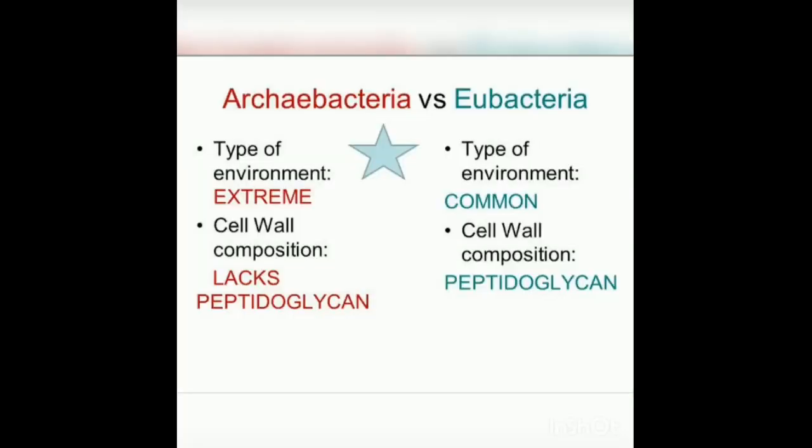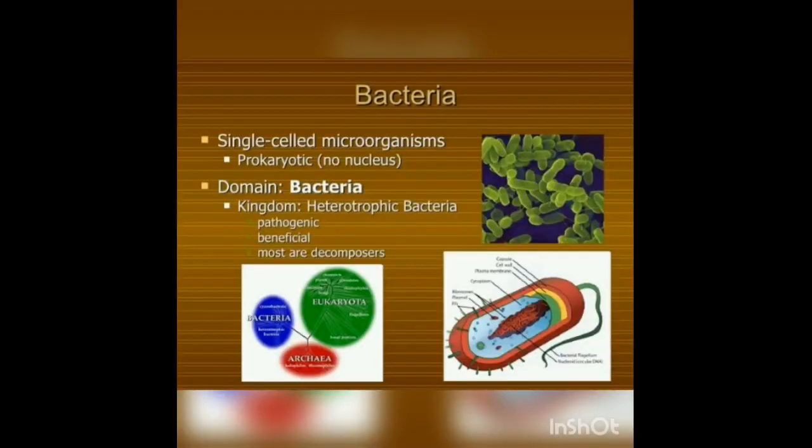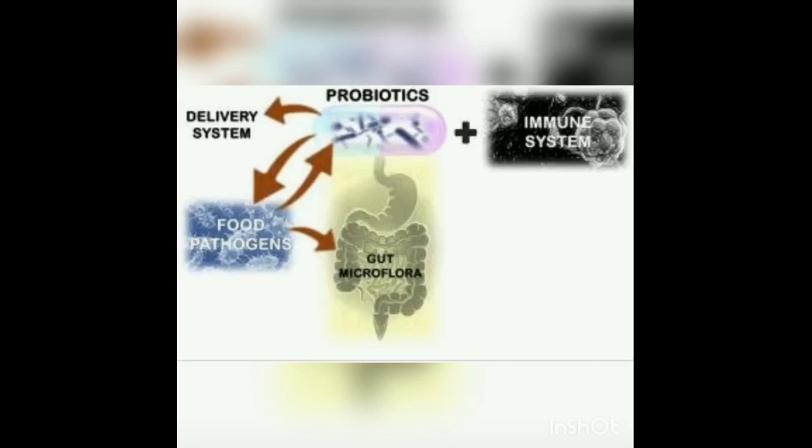The cell wall contains peptidoglycans. And many bacteria are decomposers. They can decompose organic substances. And some are photosynthesizers and few can cause diseases. Based on this, bacteria can be divided into two types. One is probiotic, another one is pathogenic bacteria.